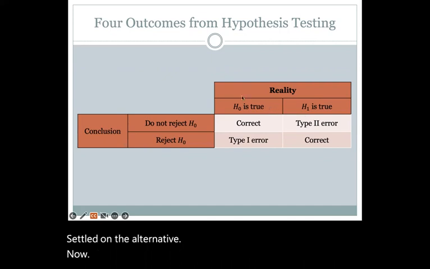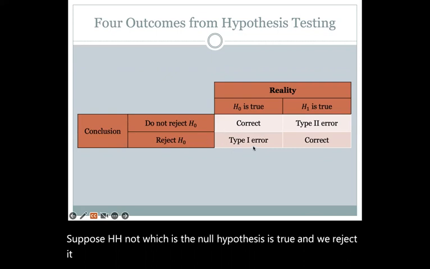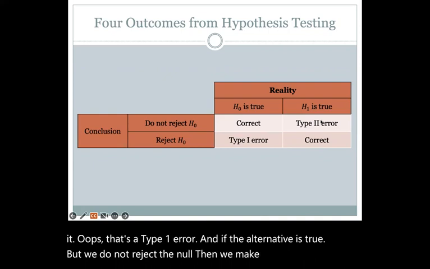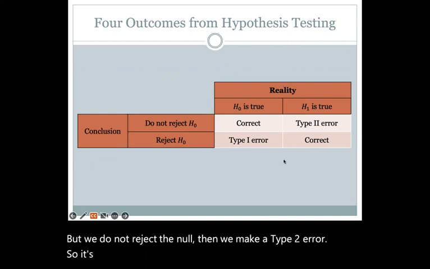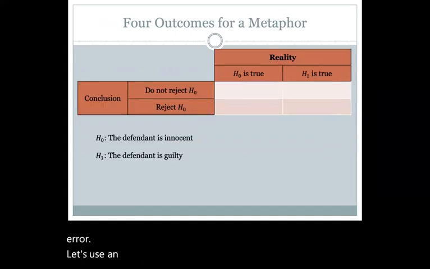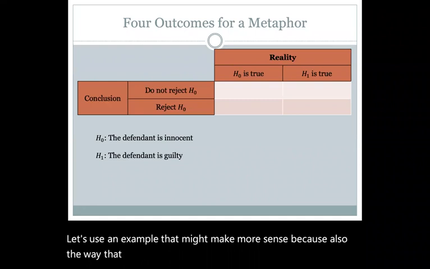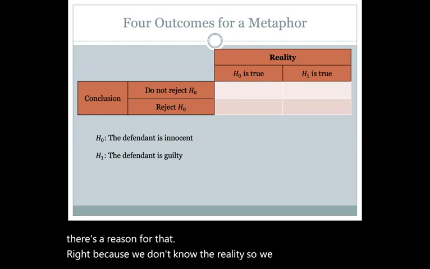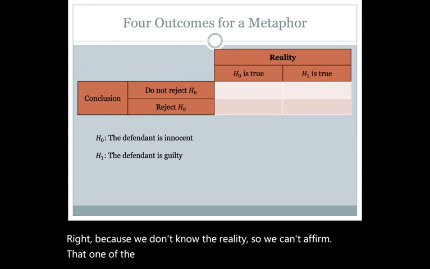Now, suppose H0, which is the null hypothesis, is true and we reject it. Oops, that's a type 1 error. And if the alternative is true, but we do not reject the null, then we make a type 2 error. So it's also summarized here as to which one's a type 1 and type 2 error. Let's use an example that might make more sense, because also the way that we phrase reject or do not reject for our conclusion, there's a reason for that, right? Because we don't know the reality, so we can't affirm that one of the things is true. We can only choose to not reject or reject.